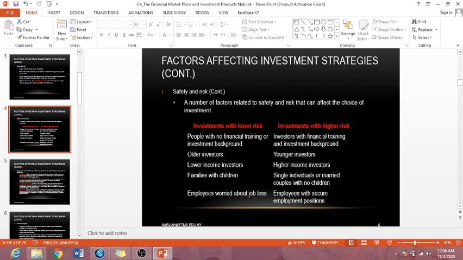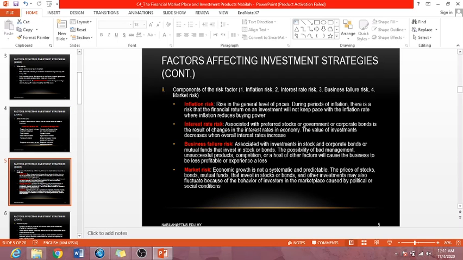Okay, if you see inflation risk, it is about inflation, which is the situation of a rise or increase in the general level of prices. It means prices are going to be high. So what will happen? You need to consider that.